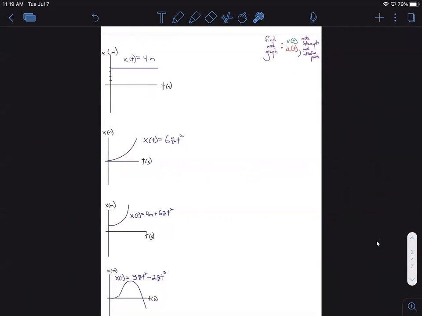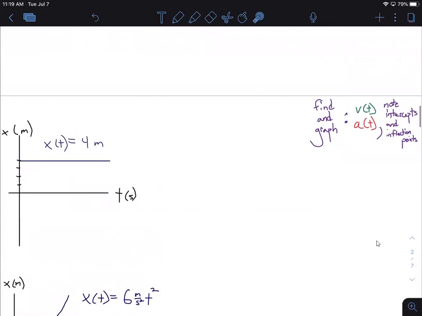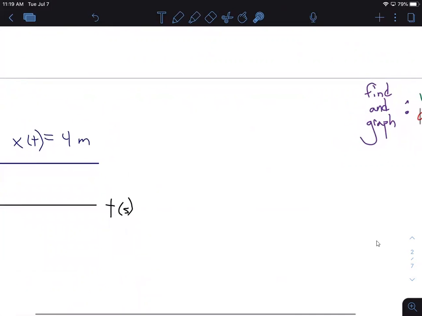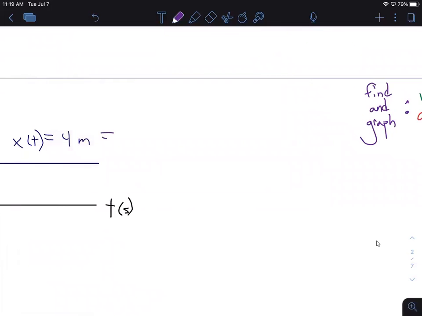So I would pause the video, try this out, then you can hit play again, and I'm going to go through each of these. All right, so the first one. And I look at this and say, this isn't a polynomial. This is just a constant. Well, yes, but I could write it as 4 meters times t to the 0.